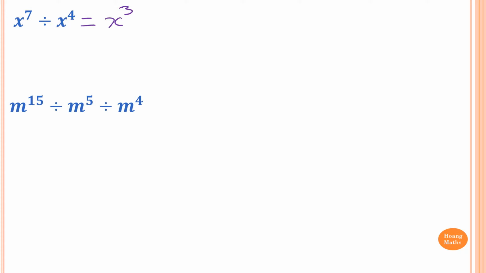So m to the power 15 divided by m to the power 5 and divided by m to the power 4. So it is equal to 15 minus 5 minus 4. So 15 minus 5 is 10. 10 minus 4 is 6. So the answer is m to the power of 6.